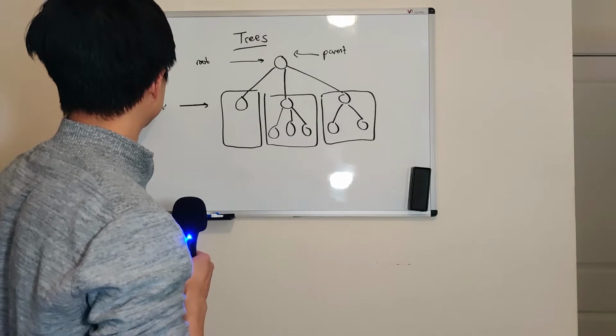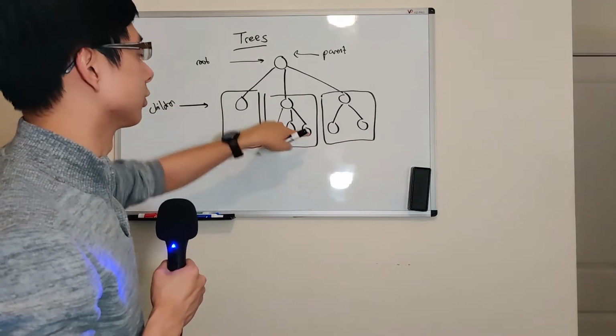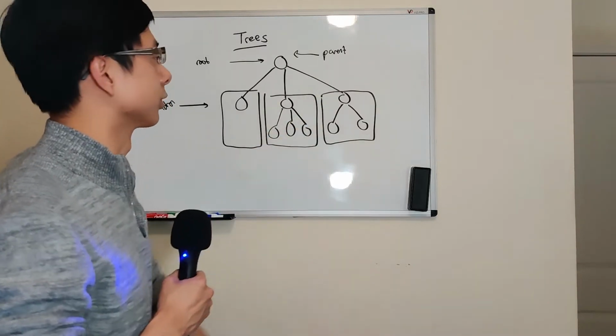Of course, a child node can also be a parent node itself. For example, this one here is a parent node of 3 children. And this right here is a parent node of 2 children.